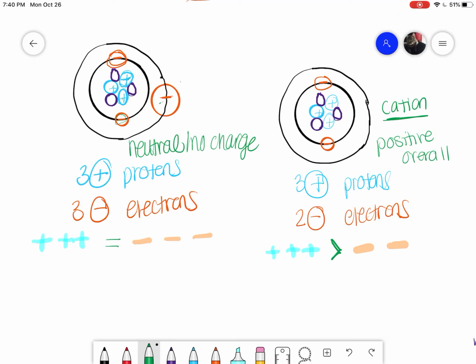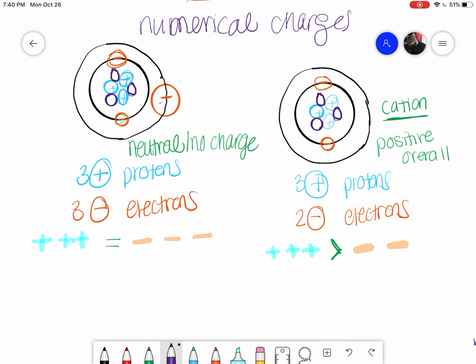Today we are going to talk about the numerical charges on atoms. And this is something that we've talked about before. So this is like +1, +2, -1, -2. So we're going to look at how losing valence electrons and gaining valence electrons affects those charges. And so this should look familiar.